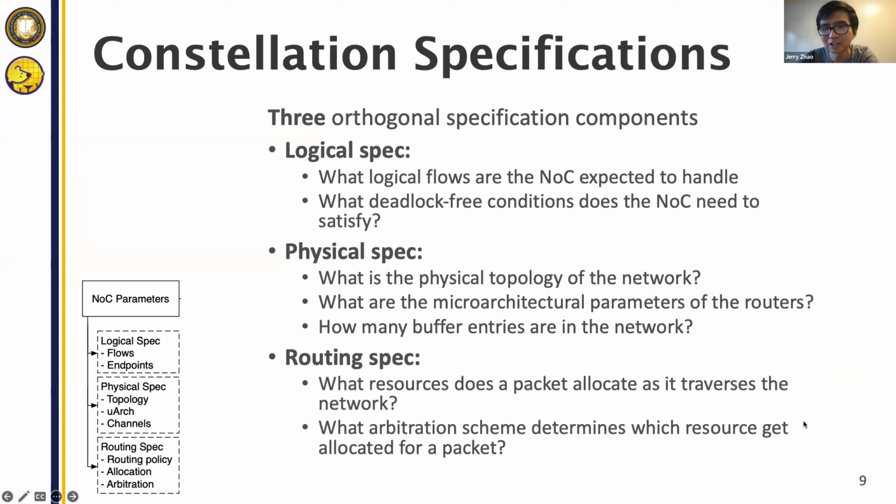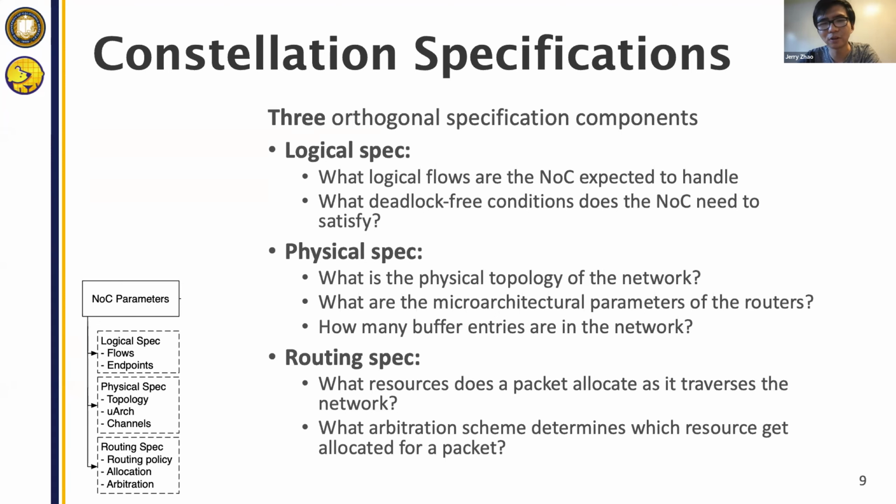So a user configuring Constellation can freely set the logical specification, physical specification, and routing specification all independently. And these are all just Scala data structures. So the logical specification is a list of supported flows. The physical specification is a Scala representation of a directed graph. And the routing specification is a function the user provides, which describes the conditions under which a packet is allowed to allocate a given virtual channel.